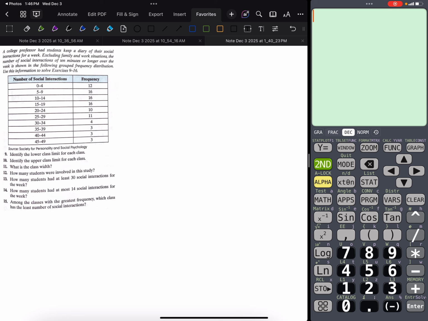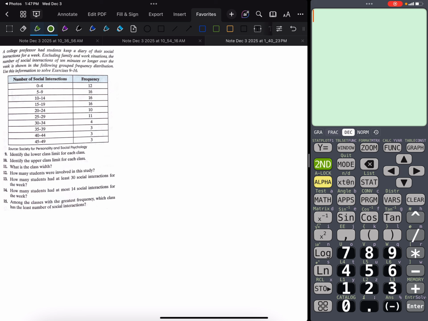And we call those groups, the name that we're using for those groups is a class. And so when they say what's the lower class limit for each class, well, it's not talking about anything to do with the social side of this. It's talking about the bin or the class of 0 to 4. And so the lower class limit will be 0 here, and the upper class limit will be 4 for this first class. And so what we have is a series of classes here.